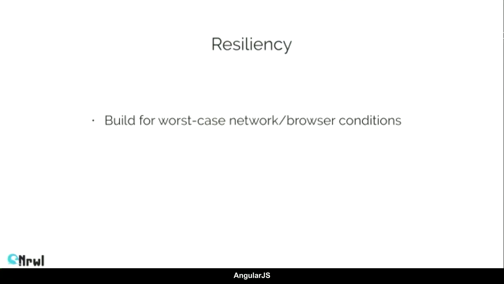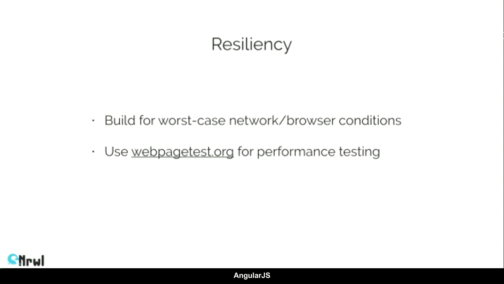Resiliency. The crawler is not the Chrome you use on your desktop. It's its own browser and it's got its own capabilities. You want to build for the worst case network and browser conditions. You want to make sure you've got good fallbacks, and that you're not building only for a high-speed network and a high-speed computer. You want to build for the worst case scenario.